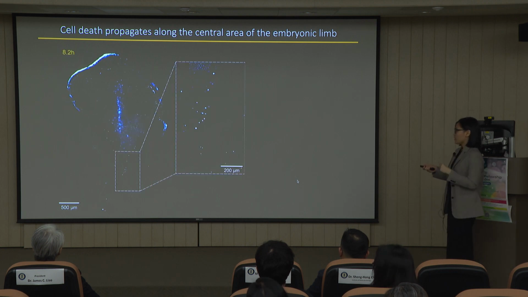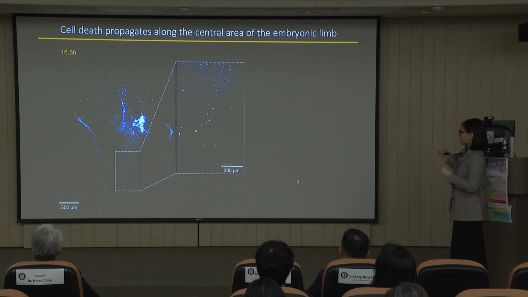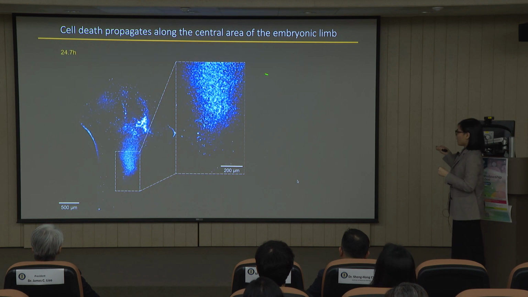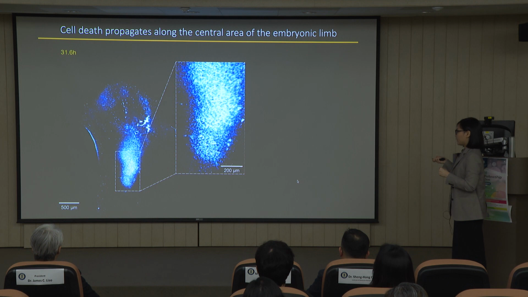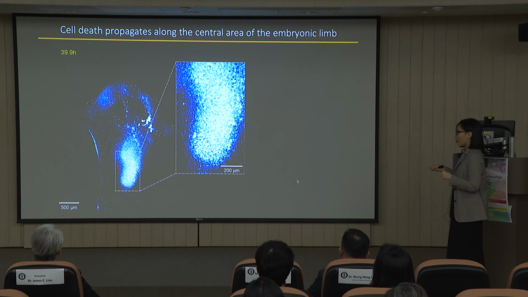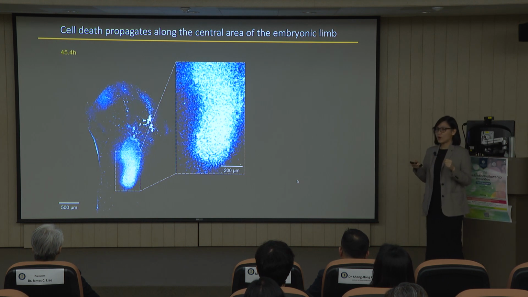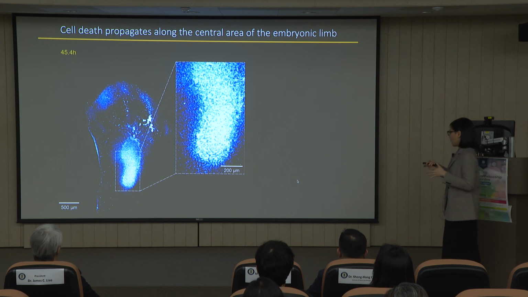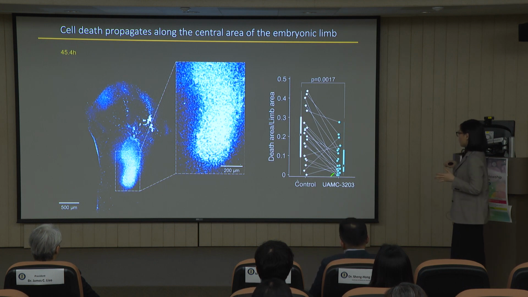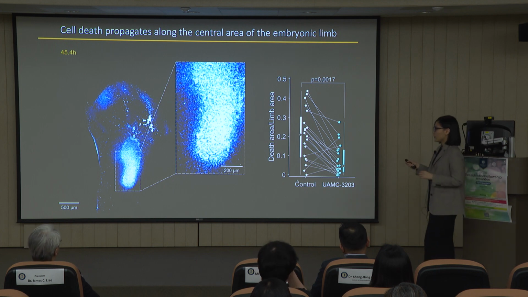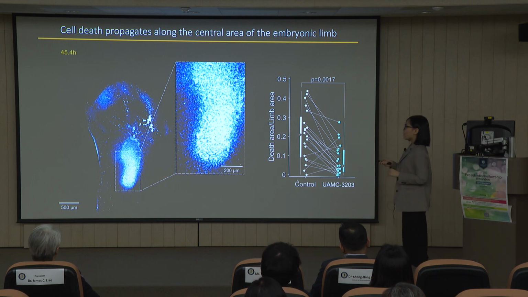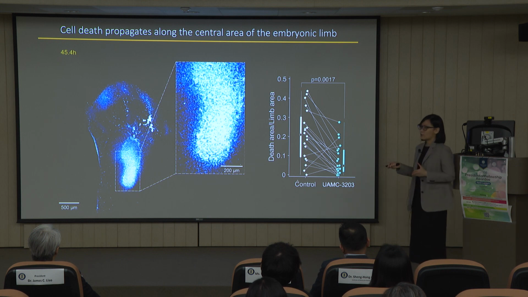So as you can see here, cell death indeed propagates across the developing limb in this central region, which is also where we found lipid peroxidation in the previous slide. And this cell death is ferroptosis because when we applied the ferroptosis-specific inhibitor, UAMC, we see a significant decrease in the cell death area.